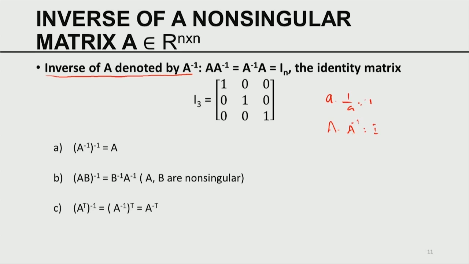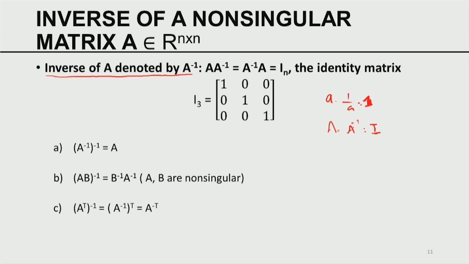The role of the number 1 in numbers is the same as the role of the matrix I in matrices. They are called unit elements. If you multiply any number by 1, it is the same. If you multiply any matrix by identity, it is also the same. So what is 1 for numbers is the identity matrix for matrices. I would like you to know the properties of an inverse matrix, and through the inverse, A times A inverse is I.